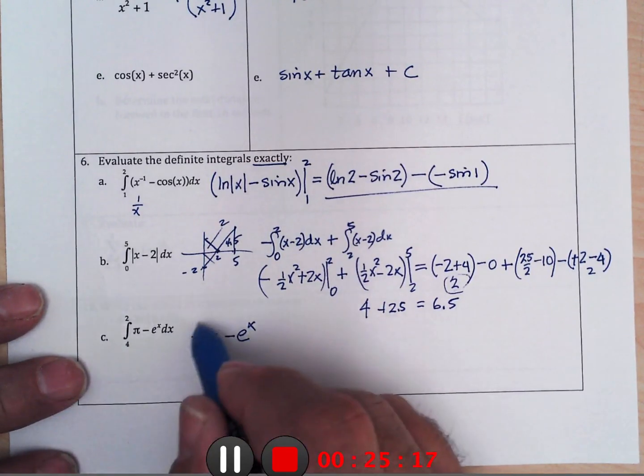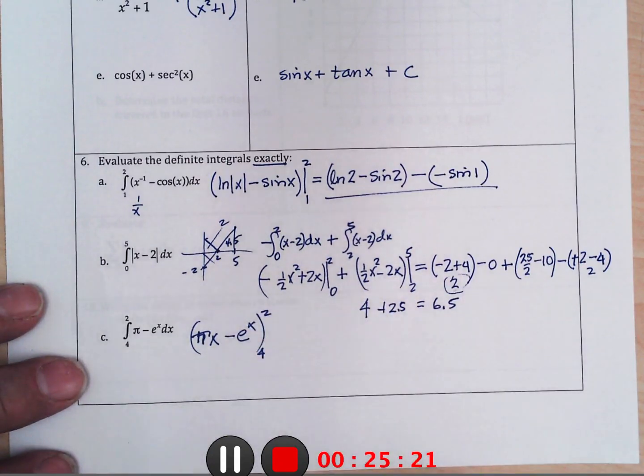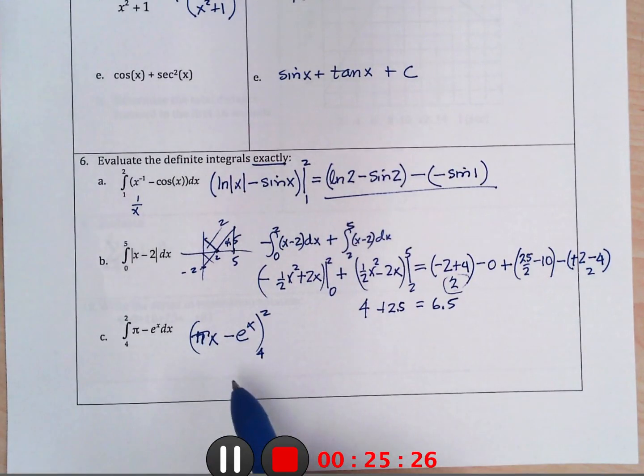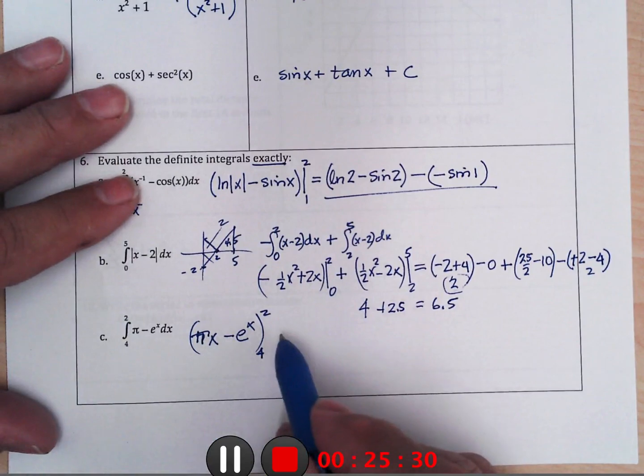And we have to evaluate it from 4 to 2, which is backwards, so we're probably going to get, if this area is negative, we'll get a positive. If the area is positive, we'll get a negative. But we don't really care at this point. We just got to do it.